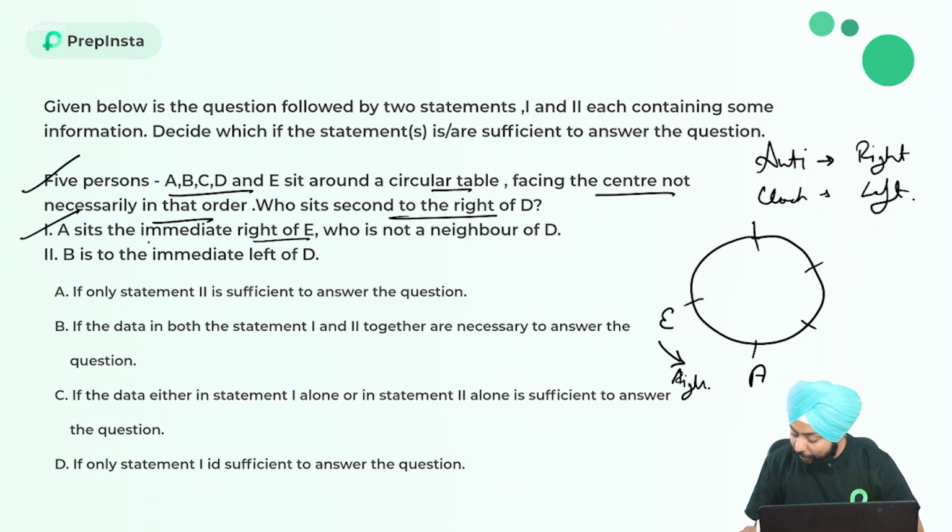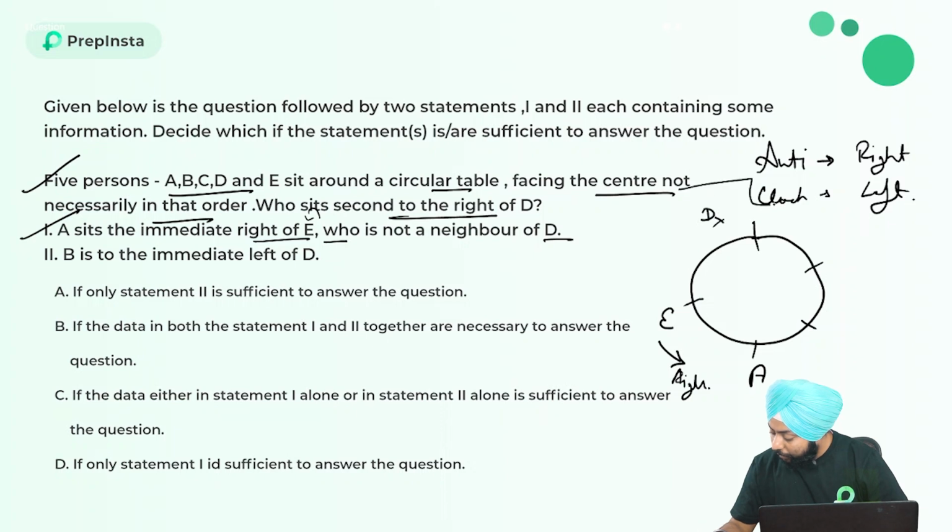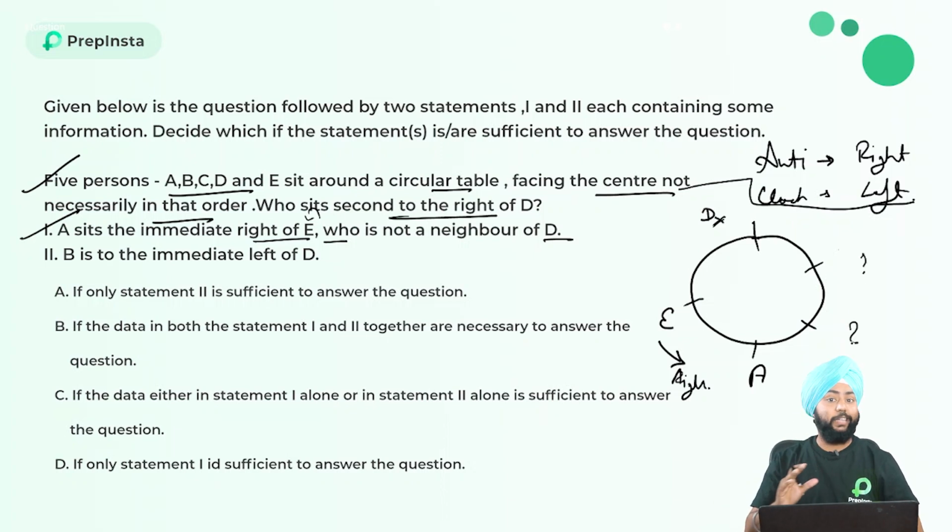So A is the immediate right of E, who is not the neighbor of D. Now this "who" stands for the person before the comma, that is E. So E is not the neighbor of D. So I can say D cannot come over here, because that's the only position left where D cannot come. Now my question is, who sits second to the right of D? I don't know if D will come over here or over here. So I cannot answer using the first statement alone.